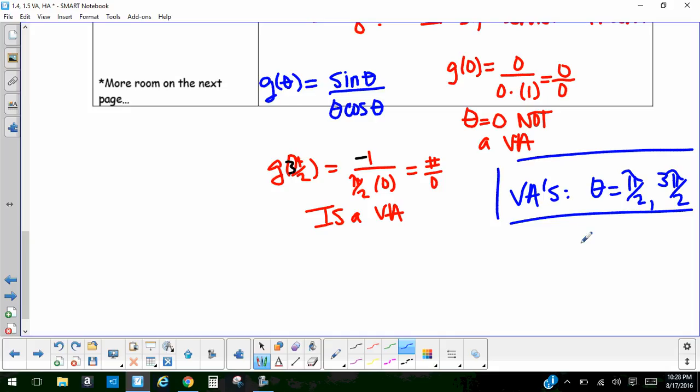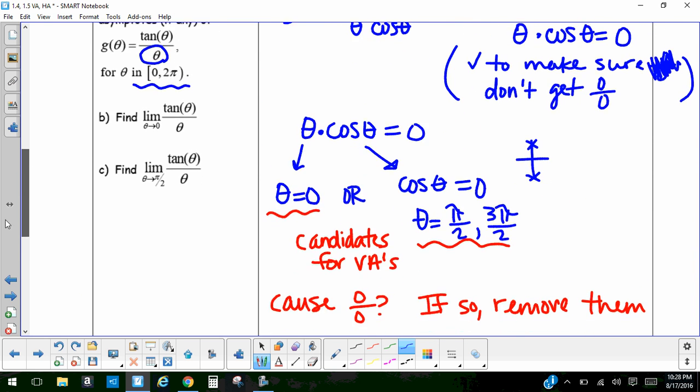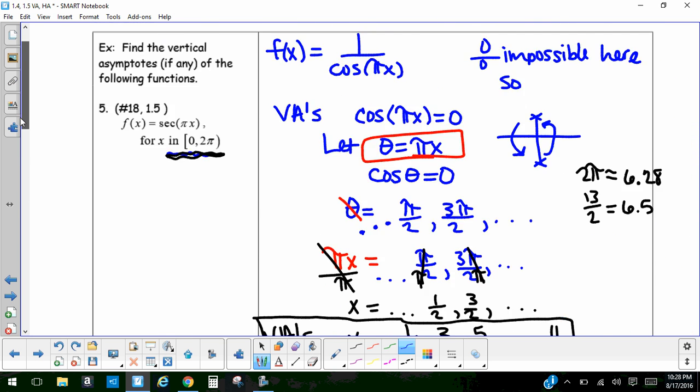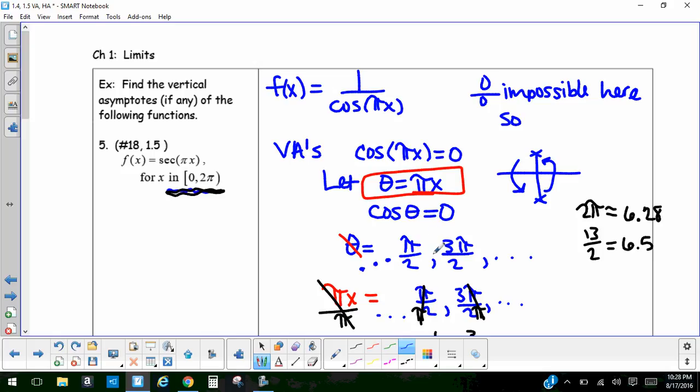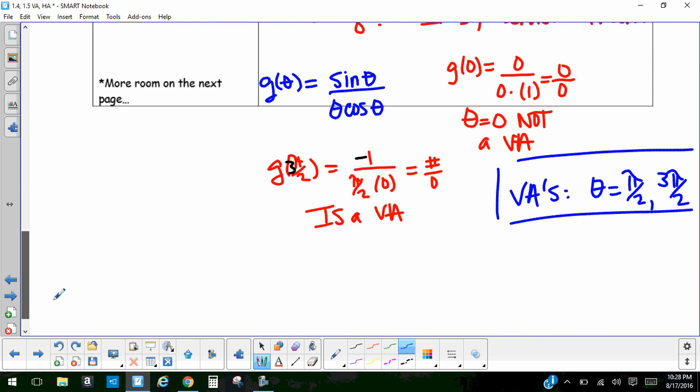Okay? I'm going to go to the next page now just because I'm definitely out of room, and if I keep scrolling down, it just gets harder to read. Okay. So process for VAs is figure out where the denominator is 0. We did that in both of these last two examples. But then also make sure that you don't get 0 over 0. Well, I couldn't have in this top example because I had a 1 on top. But in this next example, I had a sine function on top, and sine is 0 sometimes. So I have to check and think through when sine is 0. That option is not a VA. So my final vertical asymptotes are just pi over 2 and 3 pi over 2.